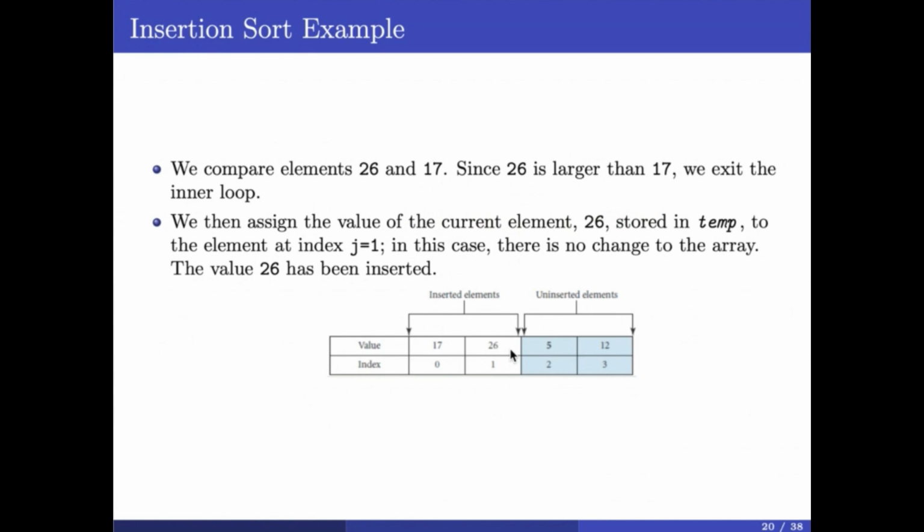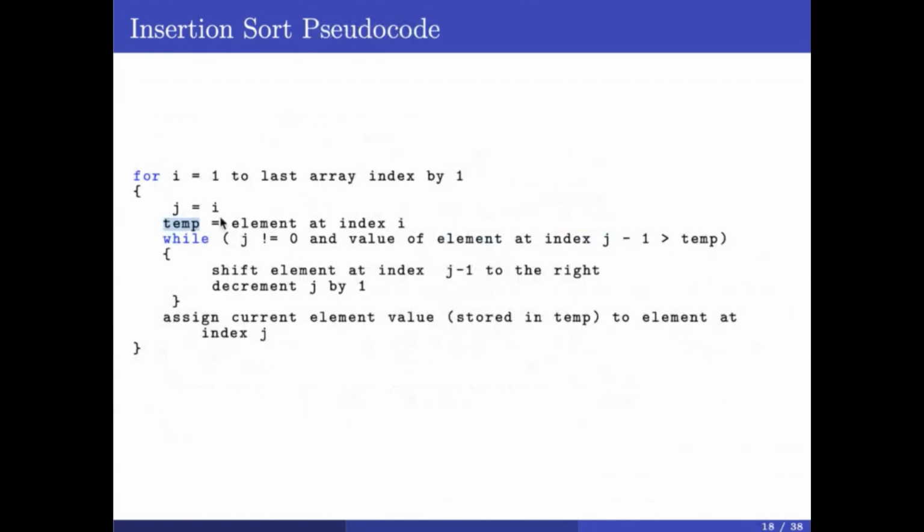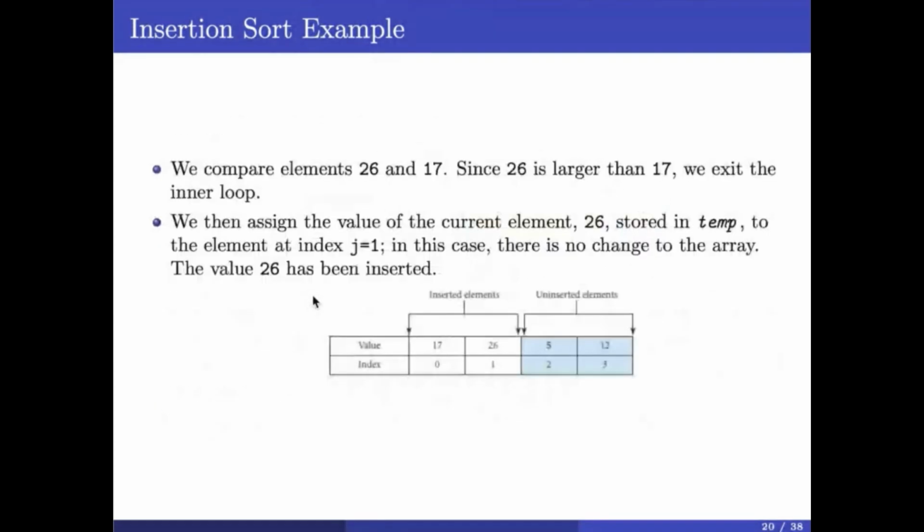Okay, slowly. So now the value of i is equal to 2. The first thing you need to do is put i in j, so j equals the value of i, equal to 2. Then check whether j is not equal to 0. No, 2 is not equal to 0. And the element at index j minus 1, which in our case is 26, is greater than the value of temp, which in this case is 5. Yes. This means shift whatever is at j minus 1 to the right, override the value, and decrement the value of j by 1. That's what we're going to do here.